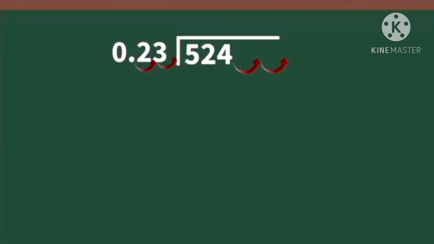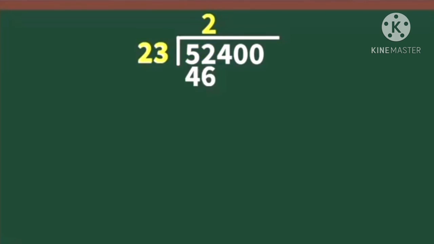So 23 hundredths now become a whole number 23. Add 2 zeros to 524 as a decimal point 2 and it becomes 552,400. Since we have 2-digit divisors, we get the 2-digit from the dividend. So 52 divided by 23 is equal to 2. Write 2 directly above the 2 as our partial quotient. So 2 times 23 is equal to, yes, 46.